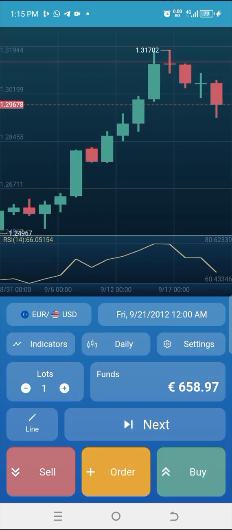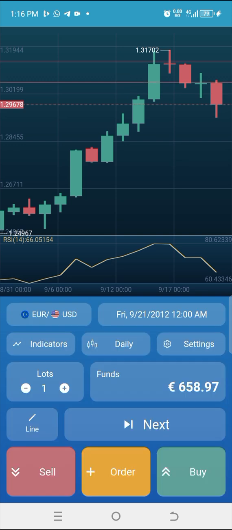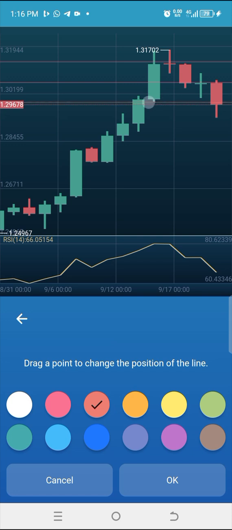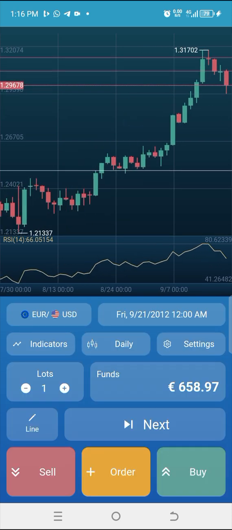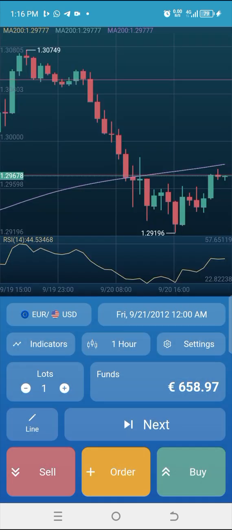Let's continue marking. Sorry, I'm not supposed to sell. Let's continue marking. And so I'm going to also mark this one, as an engulfing candle pattern that appears to show that price is going down. Okay, so that's my location point at the moment. Then I go from the daily to the 1 hour.